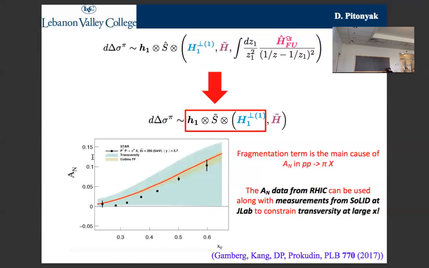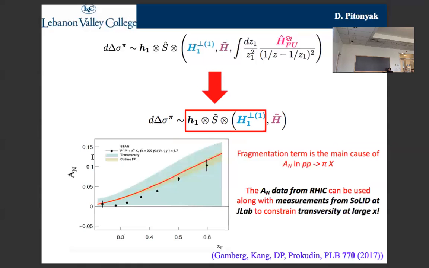Okay, we all know this. SIDIS data does not constrain transversity at large x. So to turn that around, we can use A_N data from proton-proton collisions to actually constrain transversity at large x.